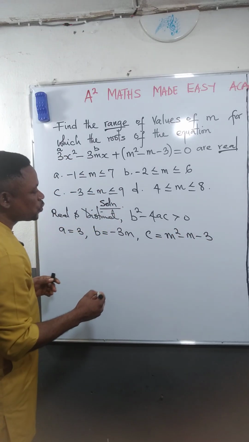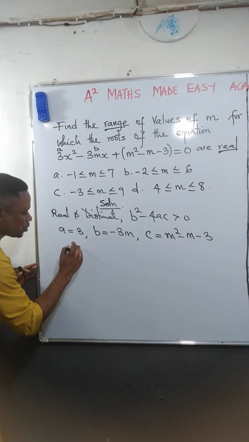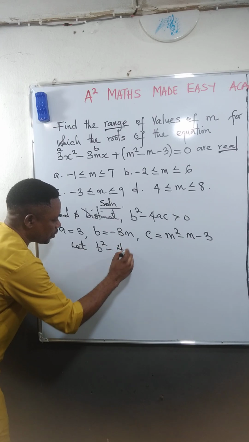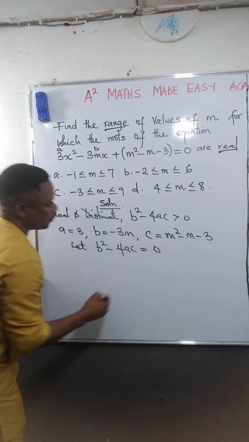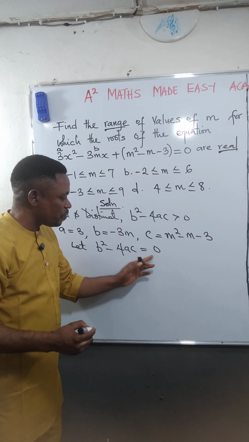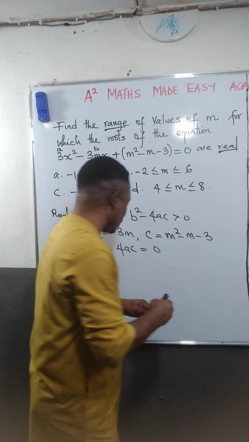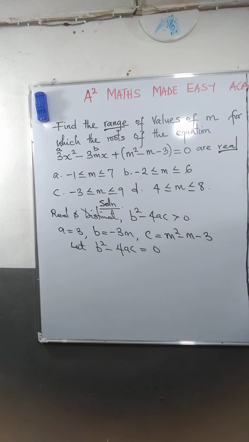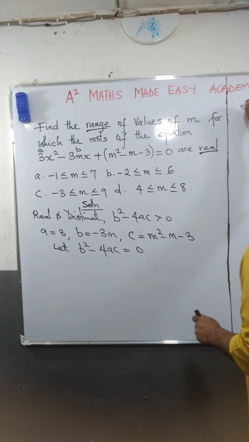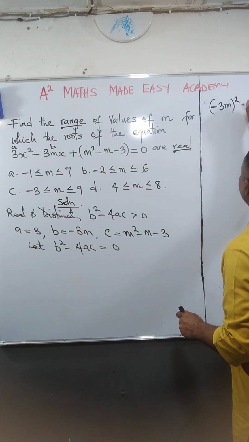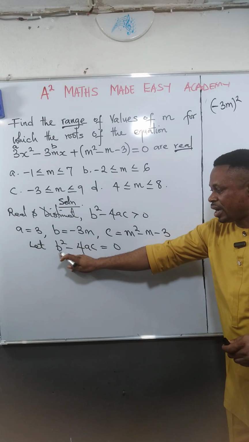Now what you are going to do first of all is to say let b squared minus 4ac be equal to 0 first. Remove the greater than and solve it based on equation. The first thing we are encountering here is the value of b, which is minus 3n. Close the bracket, all squared. That is from the formula.